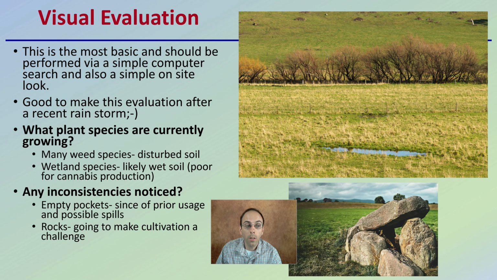Now, what plant species are currently growing when you make that visual inspection? Things you should be asking yourself: is it many weed species? Is it very disturbed soil? Or is it wetland species? Because this is likely a wet soil, it might be poor for cannabis production. Do you notice any inconsistencies? Are there empty pockets within the soil? It could be since prior usage, it could be spills in an area. Or sometimes those empty spots are rocks, or you see a lot of rocks on the side or even within the field, because this could make cultivation quite a challenge.